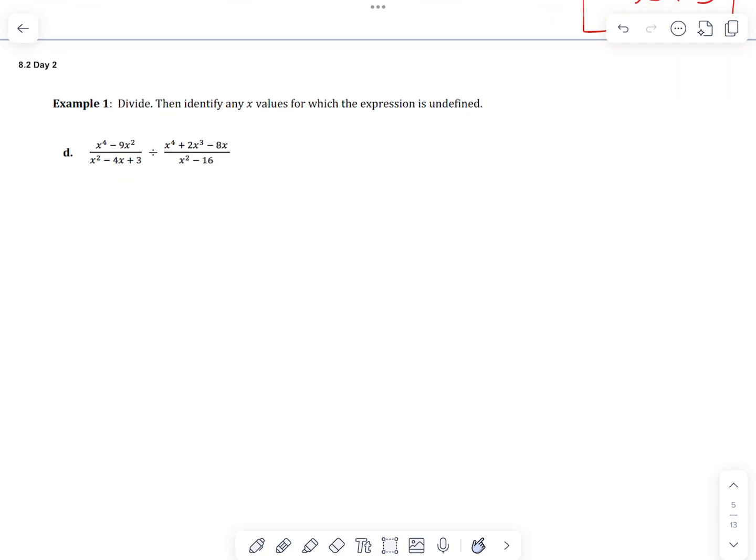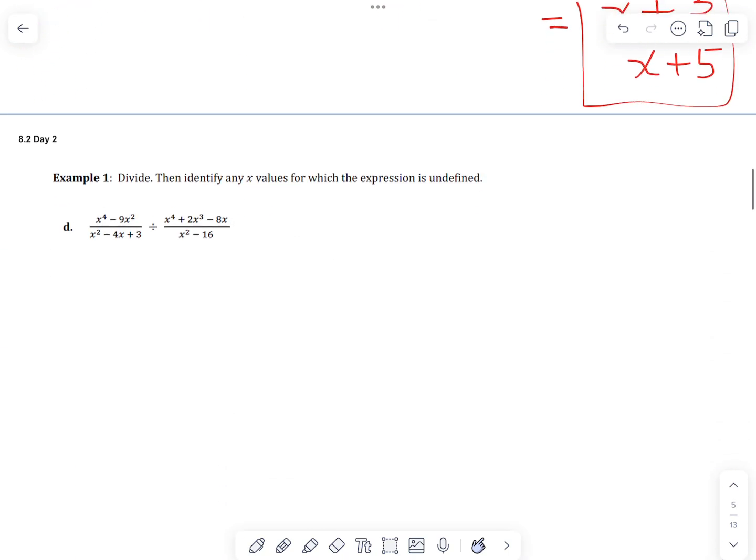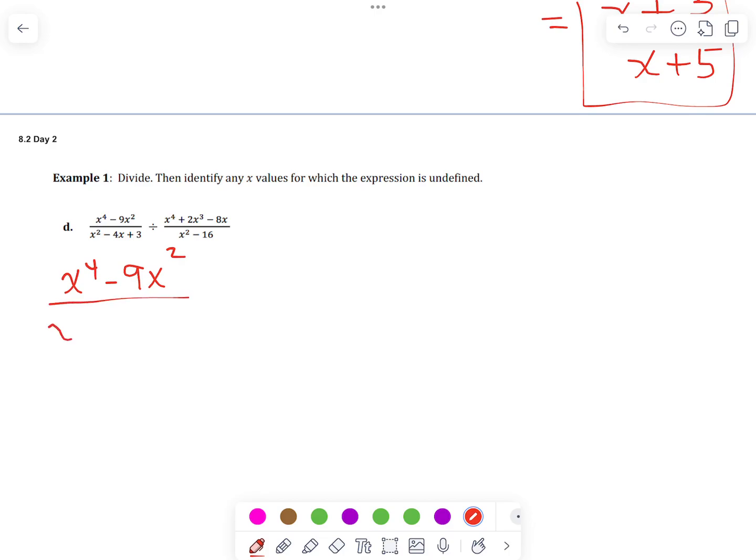All right. Here's another one. We keep the first fraction. Change to multiplication. And then flip the second fraction.